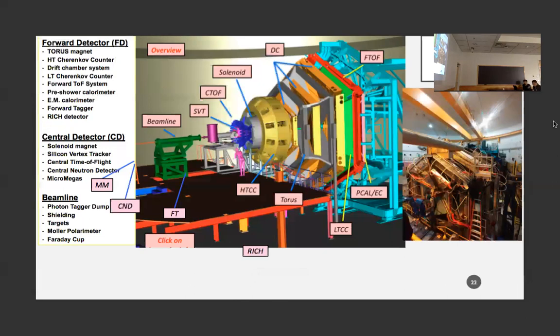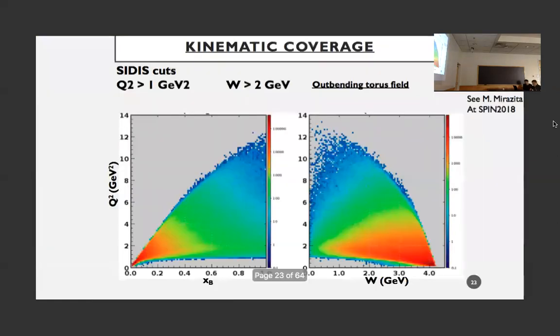CLAS12 has just started data taking after the upgrade to 12 GeV. This is a photo from the hall. These pictures are always kind of confusing to me because everything is so closely bunched together. I think it's worth pointing out that we have a forward detector, so we get all the stuff from the current fragmentation region. We have tracking as well as PID and electromagnetic calorimetry. And we also have a central detector that covers the target fragmentation region quite well, where we also have PID and tracking.